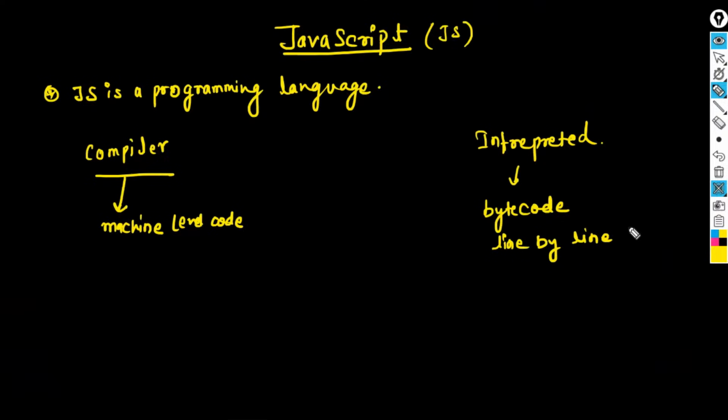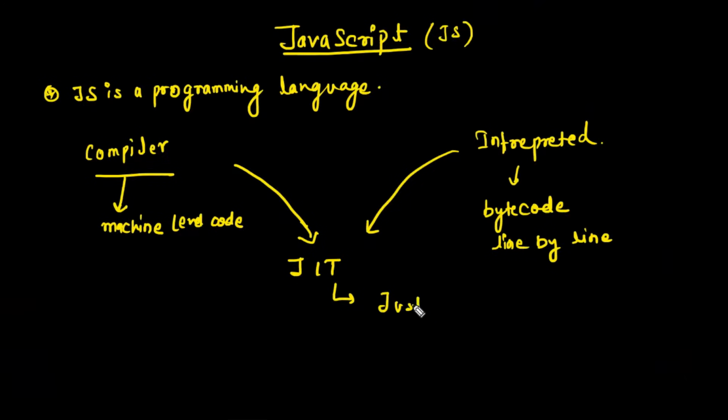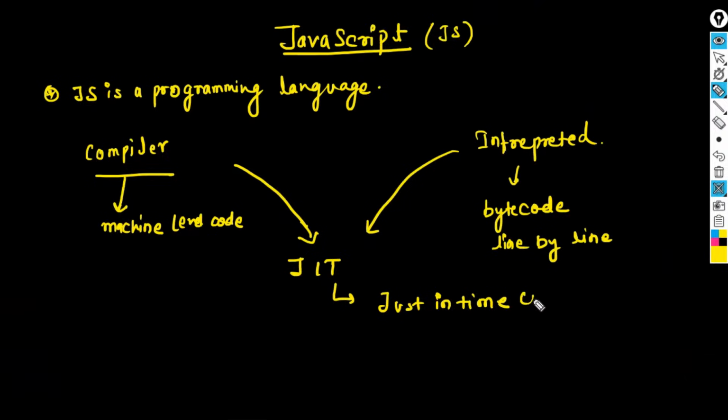Yes, correct. If you are thinking JavaScript is an interpreted language, you are correct. But actually nowadays, JavaScript is a mixture of both. This is called JIT compilation, which means just in time compilation. What is this JIT?